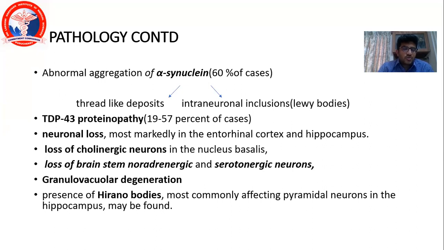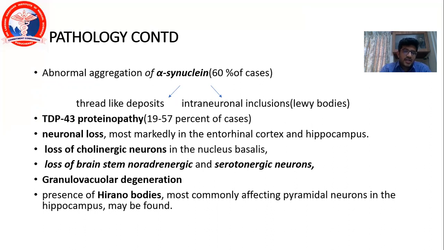So these are two characteristic lesions, but there is also abnormal aggregation of alpha synuclein. It is present in almost 60% of the cases. So what is alpha synuclein? They are thread-like deposits. Alpha synuclein deposition is more commonly seen in Parkinson's disease, that is Lewy body dementia. In that, it is seen as intraneuronal inclusions called Lewy bodies. It can also be seen in Alzheimer's disease, but to a lesser extent.